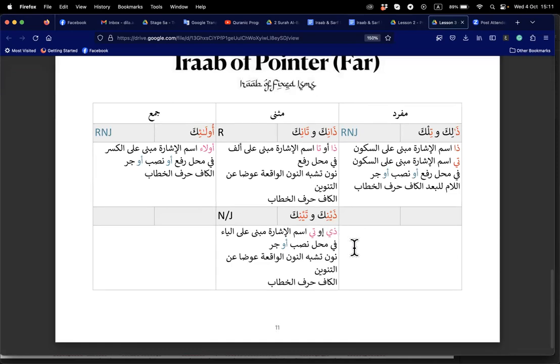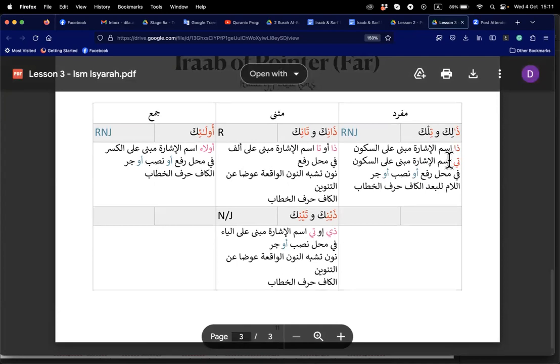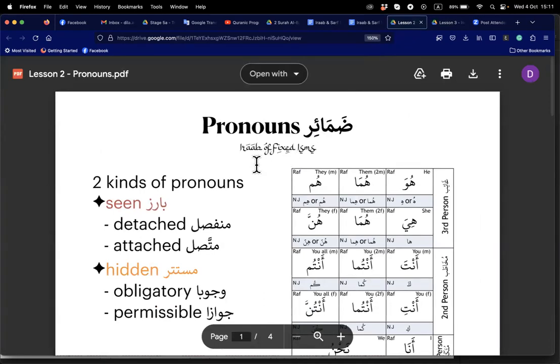Clear? Inshallah. Okay. Only in the musanna that we can see the status clearly. Yes, exactly. But the rest we have to determine. Yes, correct. The rest you have to see the context, whether it's rafa or jar. Good. Okay. Next thing is pronouns.